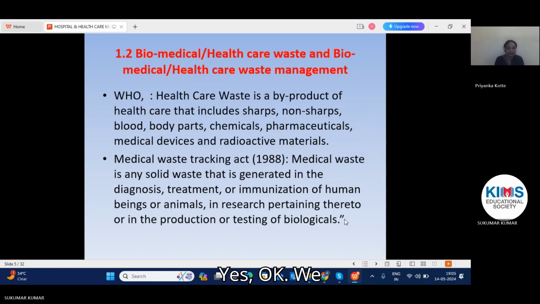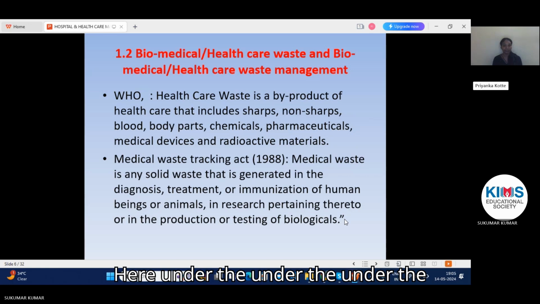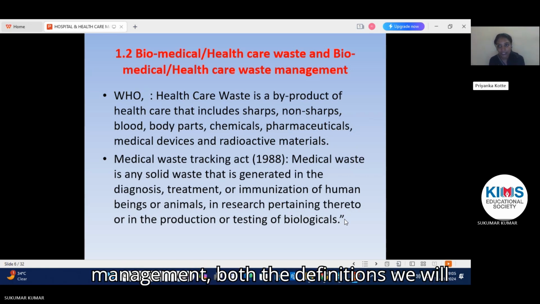Next. Okay, we will see certain definitions. Under the definitions, we will see both biomedical and healthcare waste and biomedical healthcare waste management.